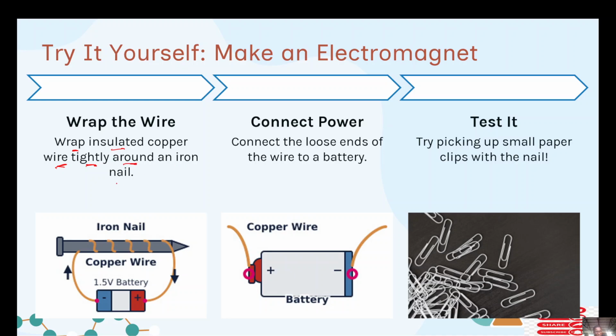An iron nail. And then you connect the loose ends of the wire to a battery, as you can see in the diagram here. You connect what? The loose ends of the wire to the battery, both positive and what? The negative terminal. So what happens is that you now try to pick up some small paper clips with the nail, and you will see that they get what? Attracted to it. So this is how the setup is going to look after you have completed setting it up.